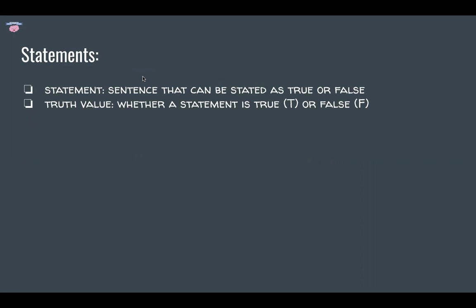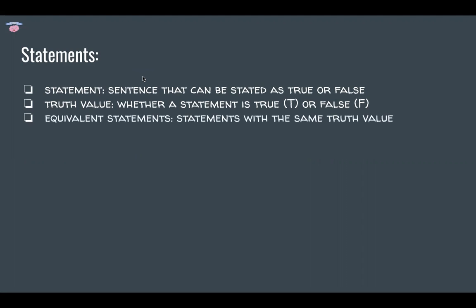Next, we're moving on to statements. A statement is a sentence that can be stated as true or false. For example, the sky is blue. That's either true or that's false. In this case, it's true. Truth value is whether a statement is true or false. Like I said, if we say the sky is blue, then this statement is true. The truth value is true.